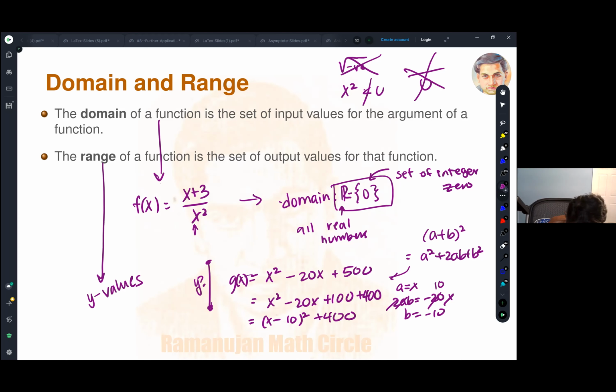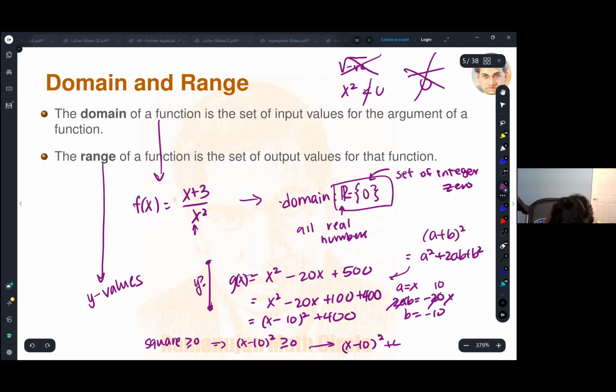Now you use this rule that the square of a number always has to be greater than or equal to 0. So (x minus 10) squared has to be greater than or equal to 0. And what that means is that adding 400 on both sides, (x minus 10) squared plus 400 is greater than or equal to 400. This gives us the range, because anything greater than or equal to 400 works. So your y just has to be greater than or equal to 400, and you're done. That's your range.